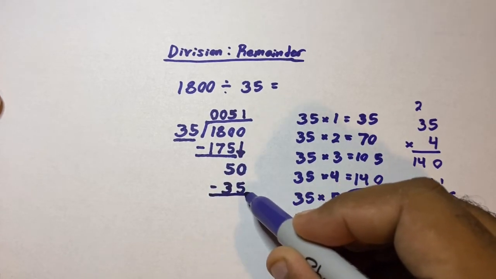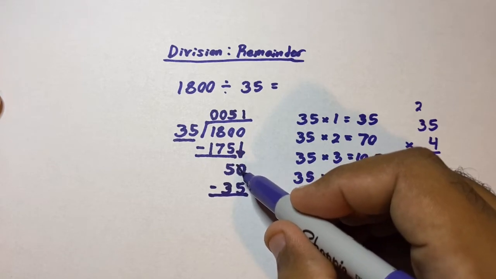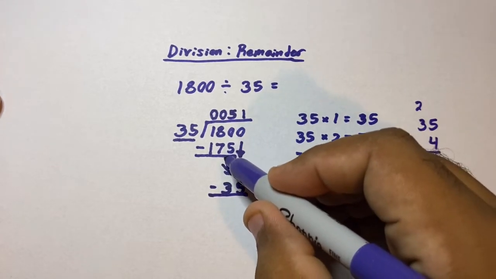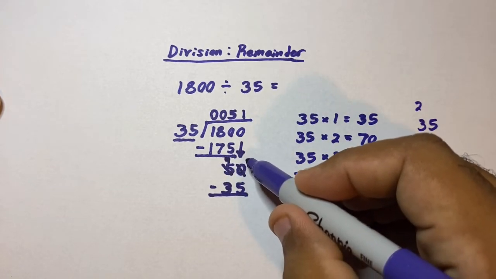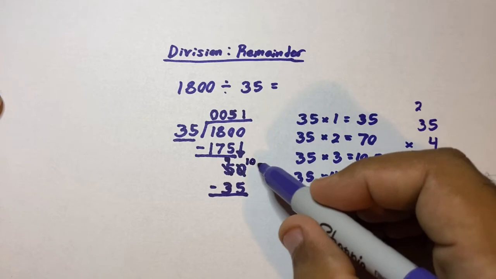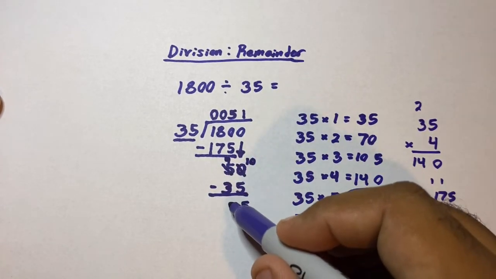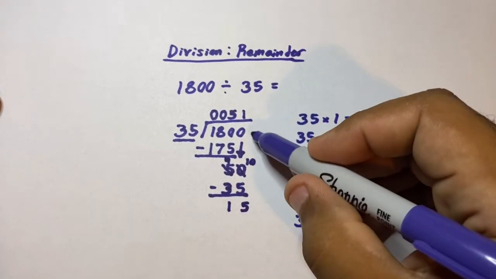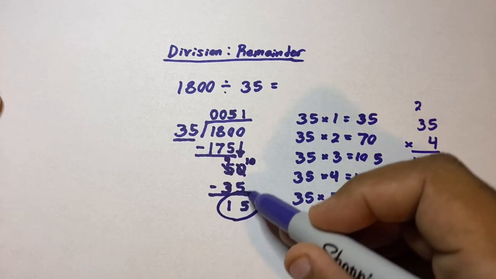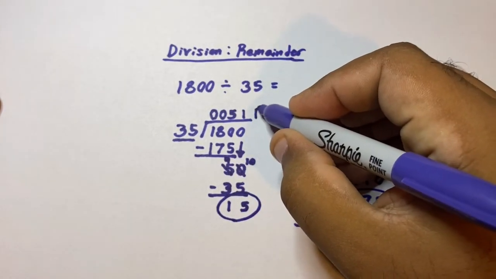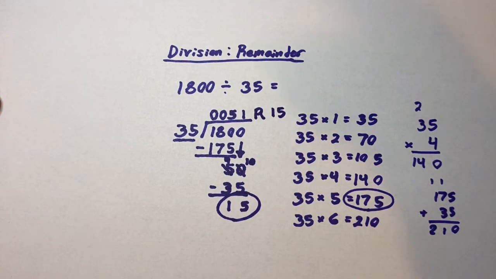And we subtract. We can't do 0 minus 5, so we have to borrow. We take away 1 from the 5, and this 5 becomes a 4. We put the 1 next to the 0, and this 0 becomes a 10. 10 minus 5 is 5. 4 minus 3 is 1. Since there are no more zeros here, this is our remainder. So our answer becomes 51 R 15. And that's how you do remainder.